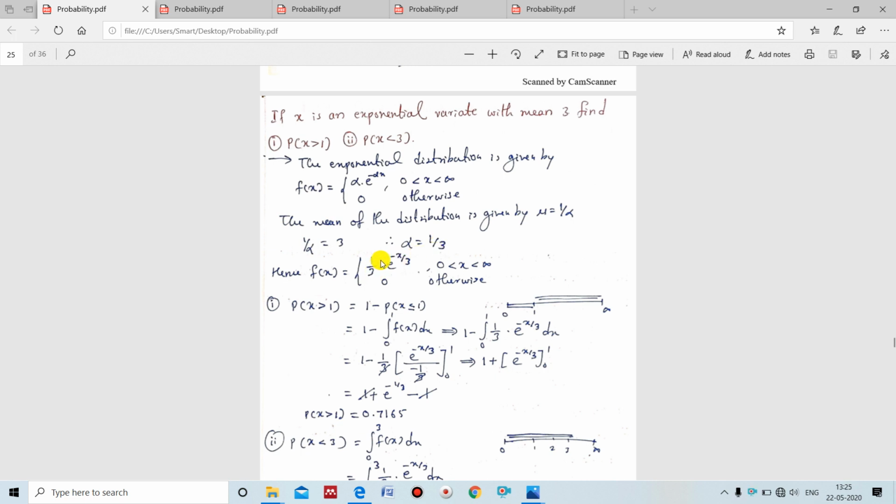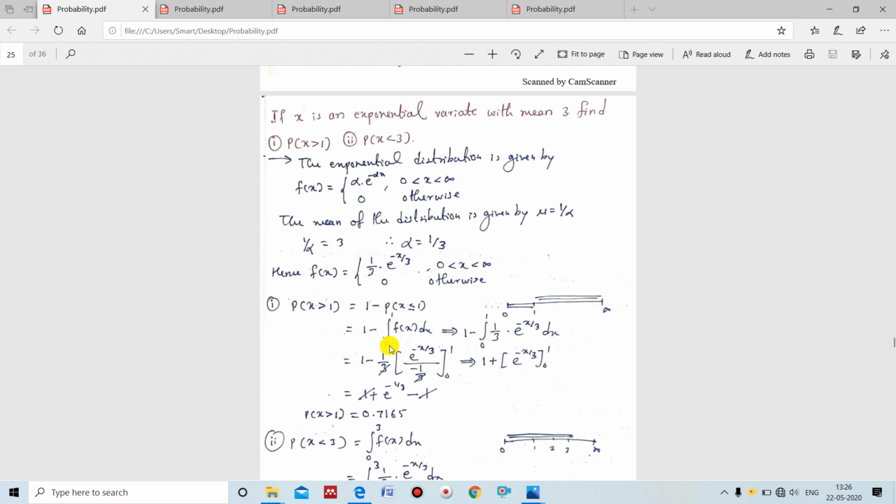So f of x equal to 1 by 3 into e raised to minus x by 3 in the interval 0 to infinity, means positive x-axis. Otherwise it is 0. So p of x is greater than 1 means the lower limit will be 1, upper limit will be infinity. Or instead of this we use 1 minus p of x is less than or equal to 1. So 1 minus, means upper limit will be 1, lower limit will be 0. So exponential can be solved by the integration.